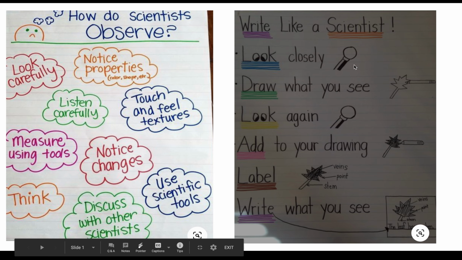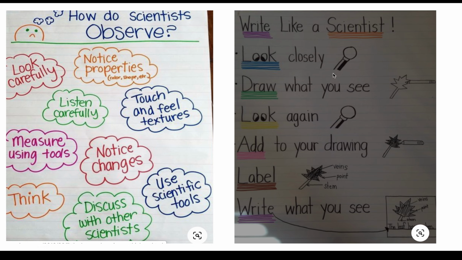So, again, we're going to look closely. They're using a magnifying glass. If you have one at home, awesome, get it out. We'll use that. Draw what you see. So whatever you're looking at, you need to draw it. That way you can tell the other scientist about this.